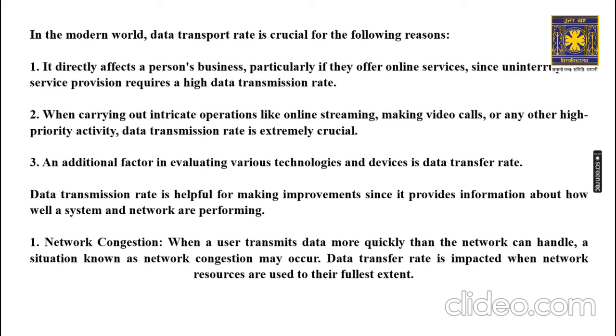So network congestion will occur when, using a limited bandwidth, you are trying to send a huge amount of data. That is the concept of network congestion. When a user transmits data more quickly than the network can handle, a situation known as network congestion may occur. In that case also data transfer rate will get impacted when network resources are used to their fullest extent. So let's go to the next slide. What is there in the next slide? Let us see.